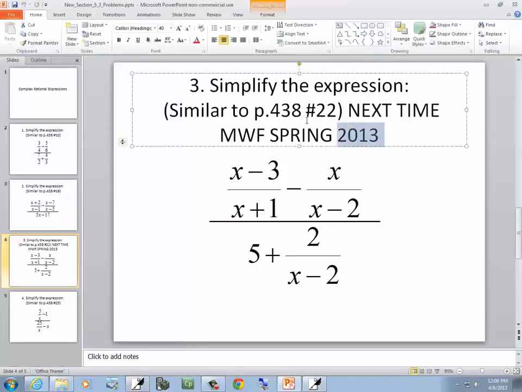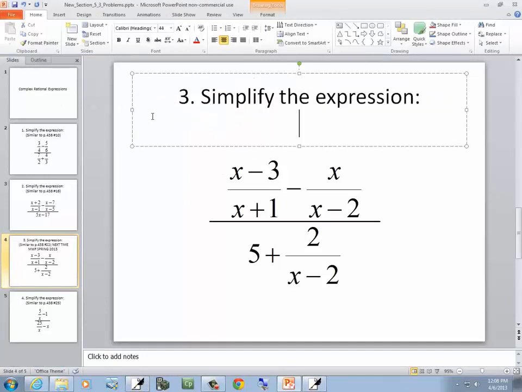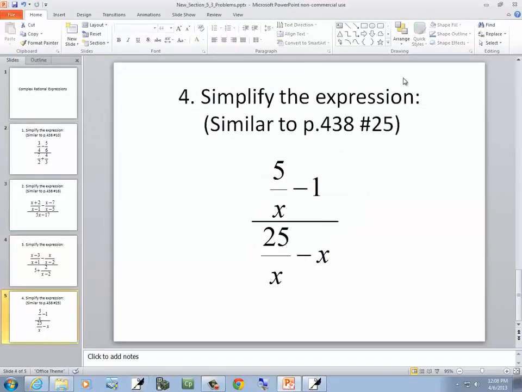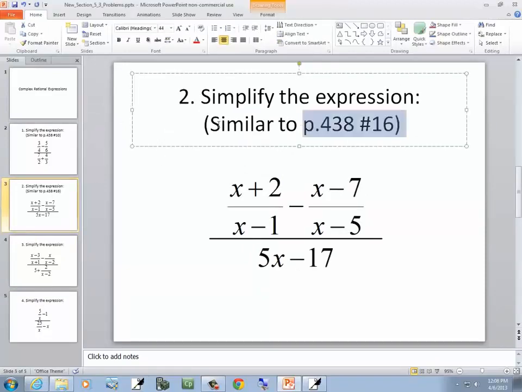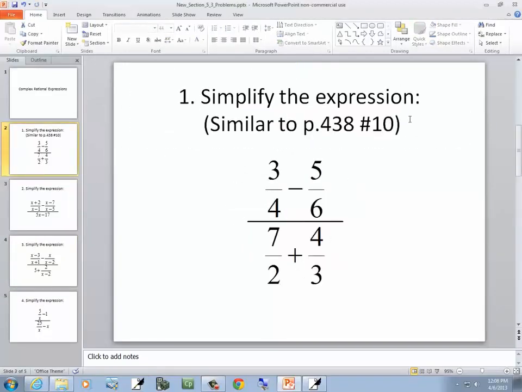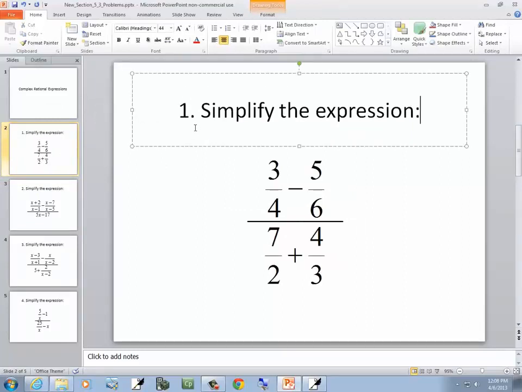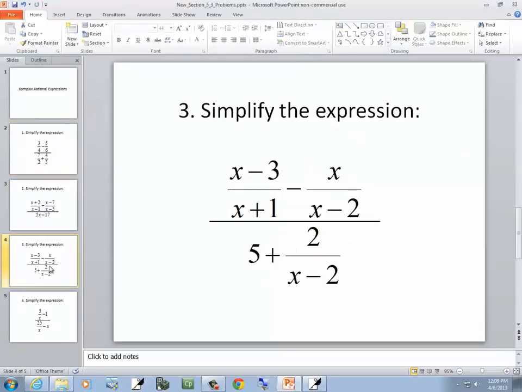I meant to actually get rid of these right here before we started, because we won't always be using the same book. So different editions, different page numbers, different author, different everything. Okay.